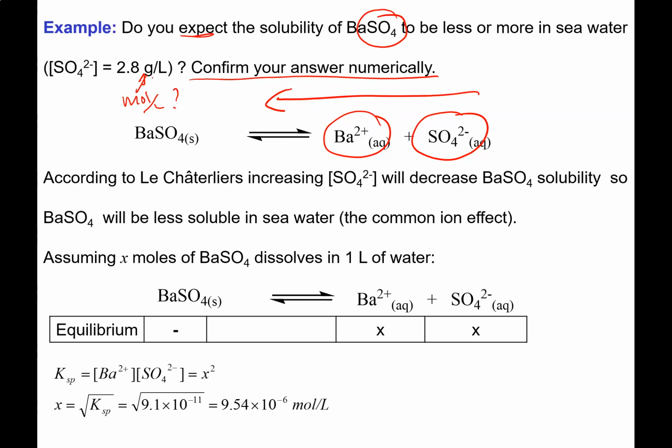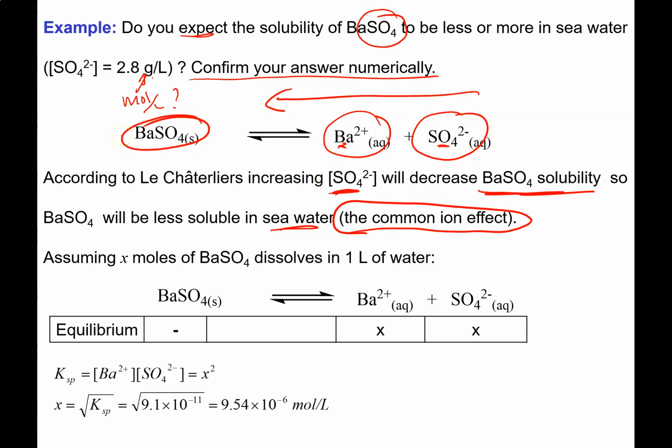So my expectation is that according to Le Chatelier's principle, when I increase the sulfate ion concentration, I'm going to decrease the solubility of barium sulfate, and I would expect that barium sulfate will be less soluble in seawater. And this is called the common ion effect. What it's saying is if you had a source of one of the ions that's on the right-hand side of the equilibrium, so maybe you added some barium chloride or maybe you added some sodium sulfate, you're going to reduce the solubility of this because it will push the equilibrium to the left.